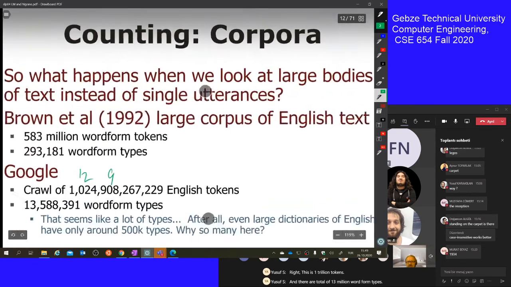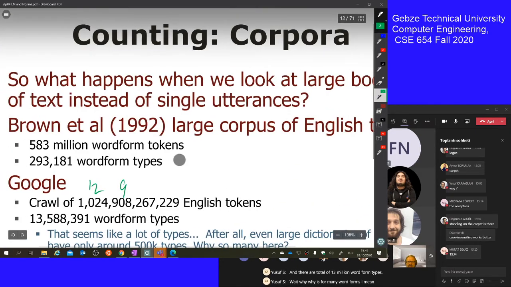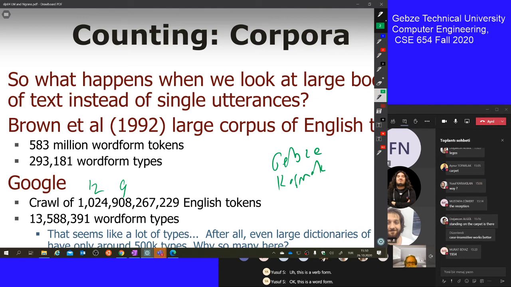Why so many word forms? I mean, what's a word form? Word form is each word. Okay, this is a word form, something like that. Okay, let's do the English. This is a word form, and this is a word form, and maybe this is a word form. So there are 13 million or almost 14 million word form types.